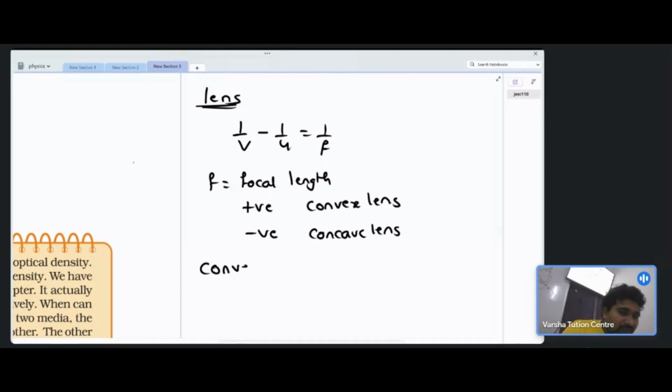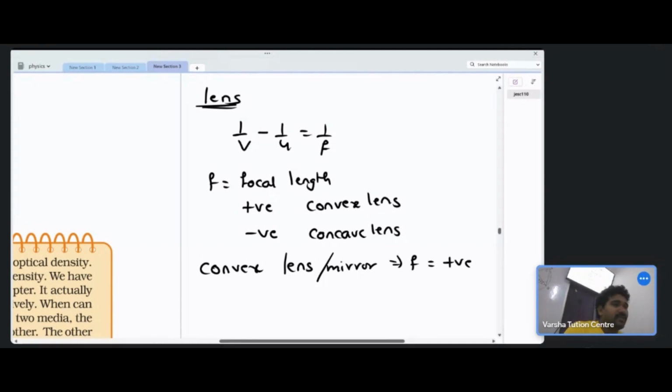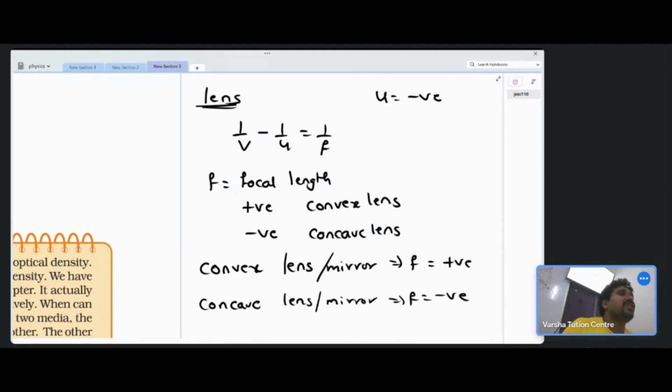So you remember one word. If it is convex, whether it is a lens or a mirror, F will be what? Tell me. Positive. Keep this in mind. Concave lens or mirror, F will be what? Tell me. Negative. Fix it. Yes, our hero U is always negative, whether it is mirror or lens. Here V alone is a different guy.